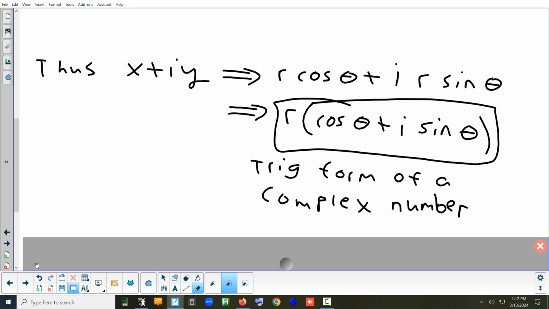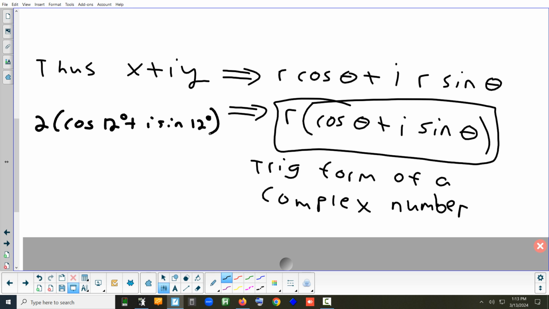So, just a random example of a complex number in trig form: 2 cosine 12 degrees plus i sine 12 degrees. That's an example of a final answer. You don't do anything with that. The question though is, how do you find these two things? How do you find the radius?